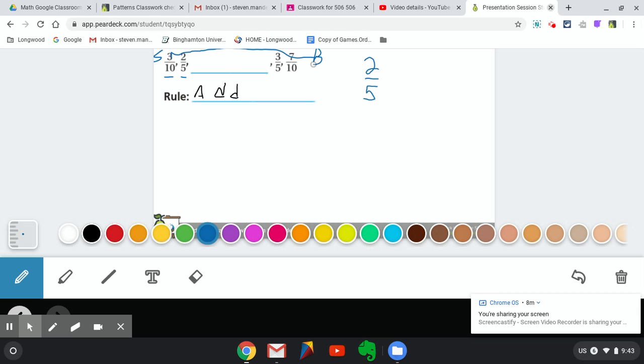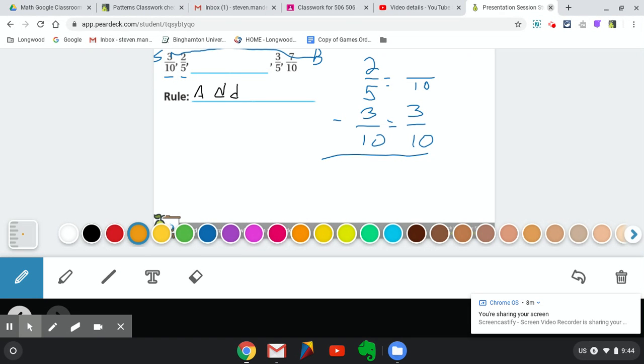Because we know that it's going from left to right, it's getting bigger. So I know that 2/5 is going to be larger, right? Because the smaller ones are on the left side and the bigger ones are on the right side. So if I want the larger of these two numbers on top, 2/5 is going to be the larger one, and I'm going to subtract 3/10 from it.